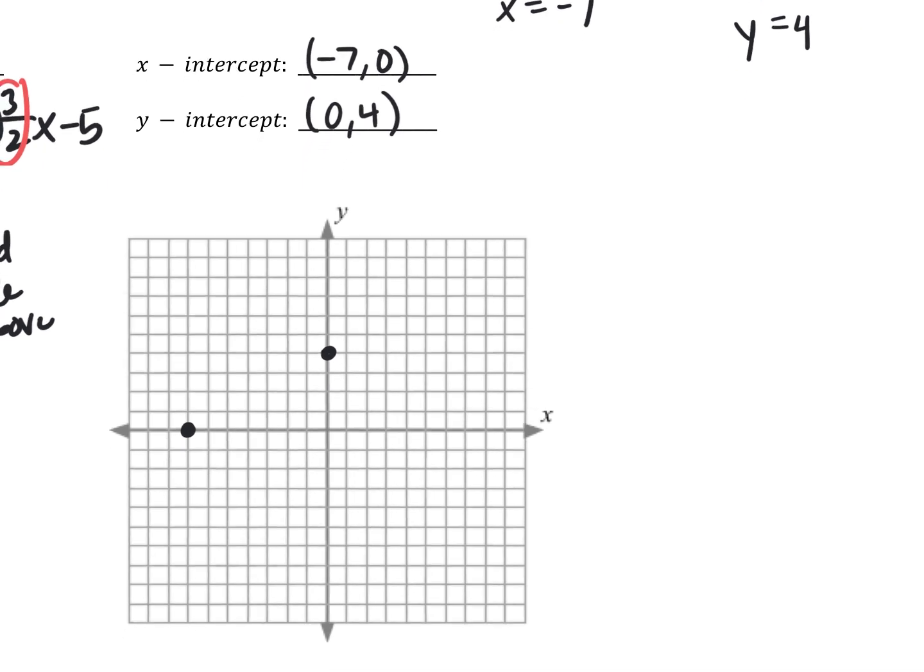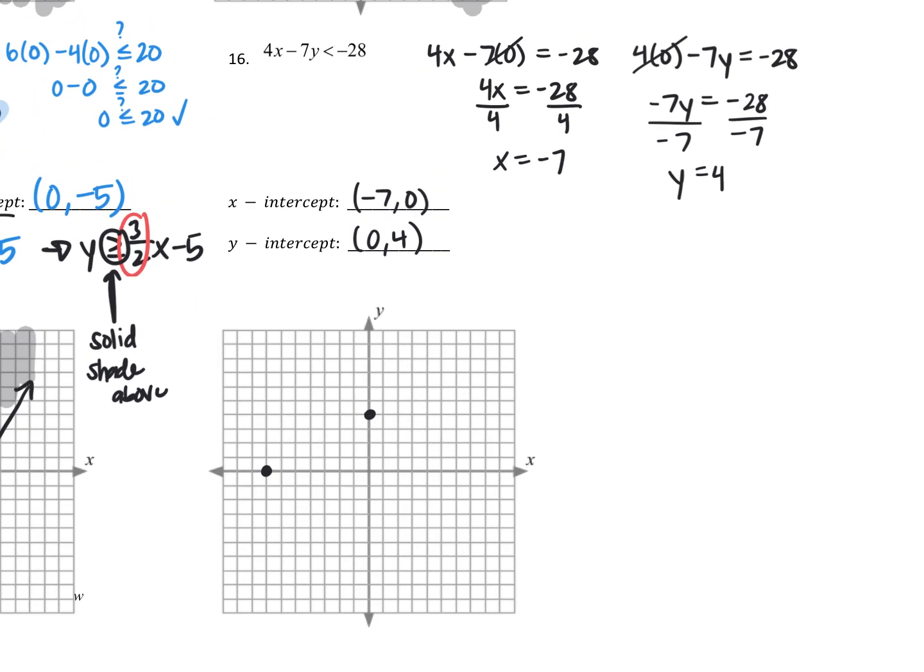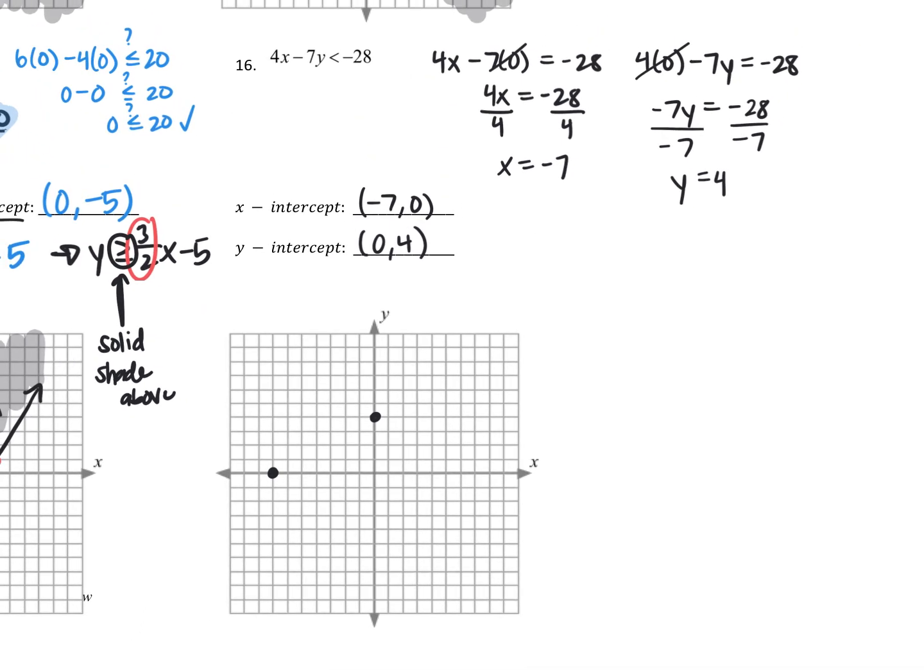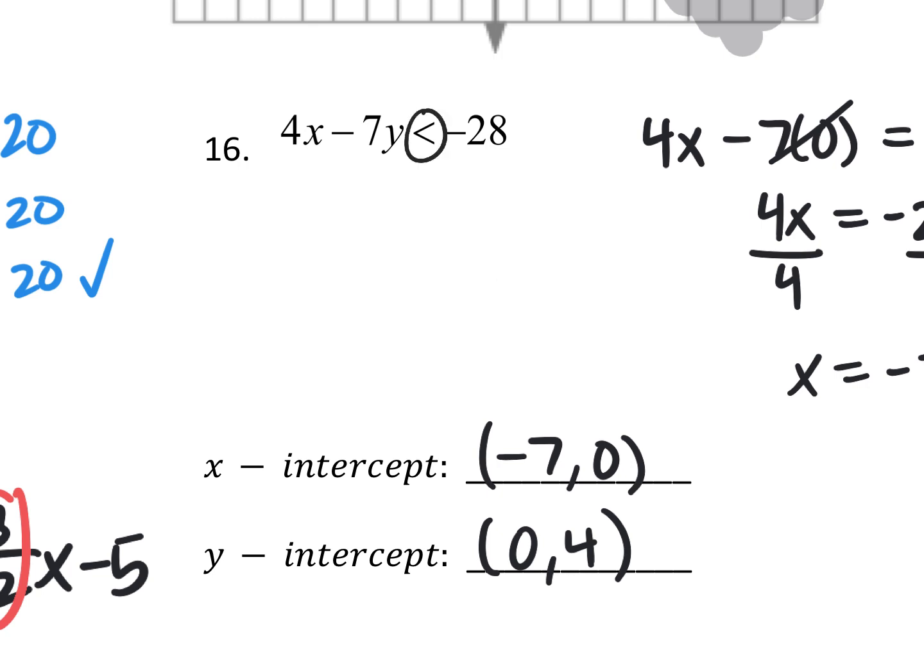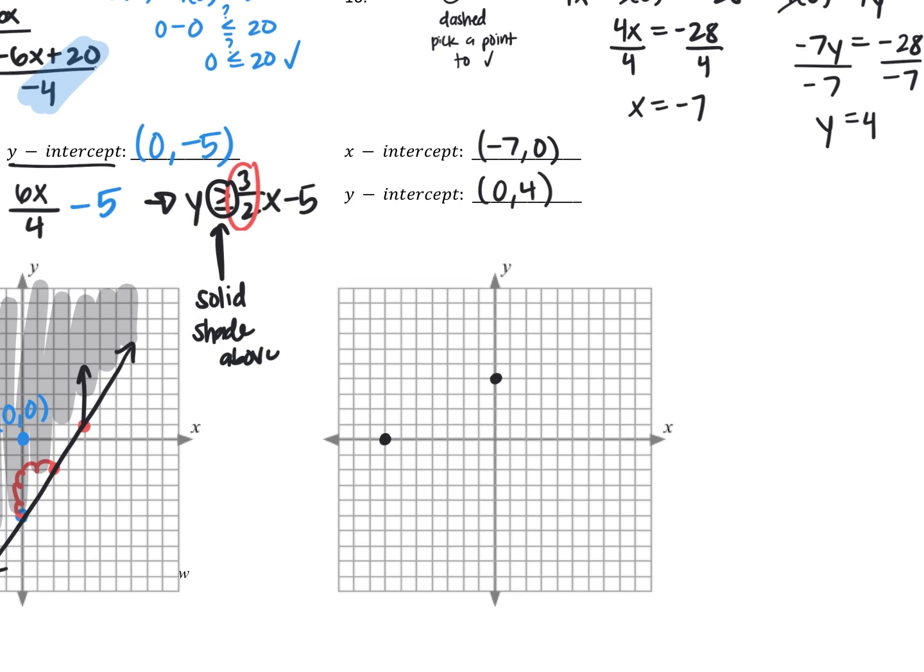Make sure you're on the correct x and y axis there. Now we have to check and see, is this going to be a solid line or a dashed line? This symbol right here tells me this is going to be a dashed line. And then we're going to have to pick a point since this is not in slope-intercept form. So pick a point to check. So a dashed line between these two.